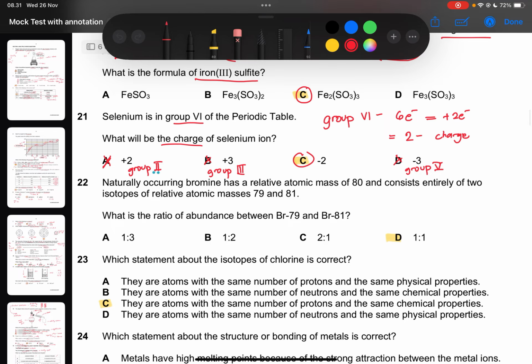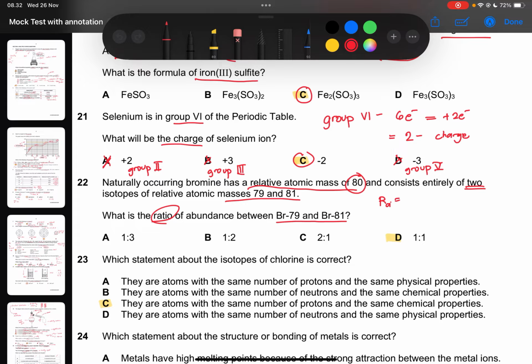Question number 22. Naturally occurring bromine has a relative atomic mass of 80 and consists of entirely 2 isotopes of relative atomic masses 79 and 81. What is the ratio of abundance between bromine 79 and bromine 81? Remember the formula for relative atomic masses. You need to multiply.